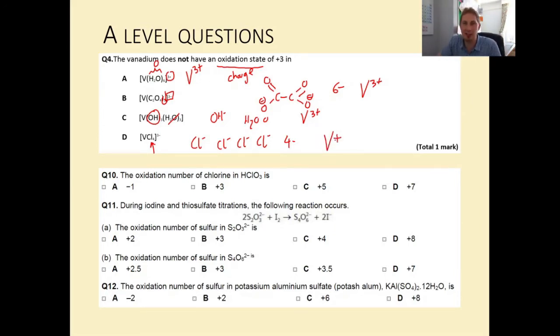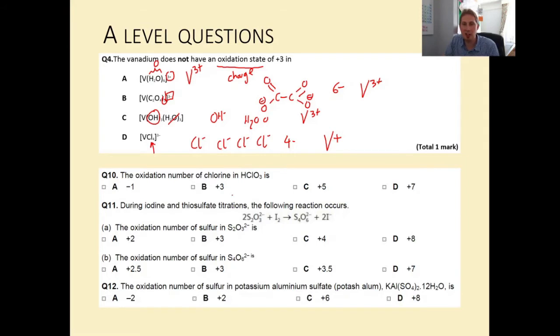Now, I'm not expecting you to be able to do this now, but what I am trying to show you is that you need to know the formula and charge of these ligands in order to be able to do that question. You need to know that OH is OH-, Cl is Cl-, and this is stuff that you should know from GCSE.